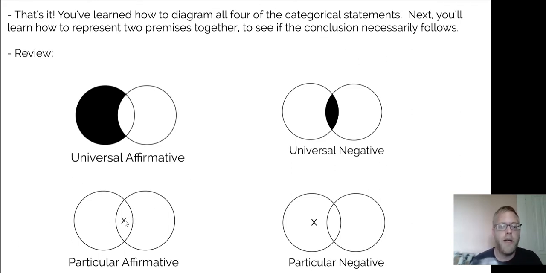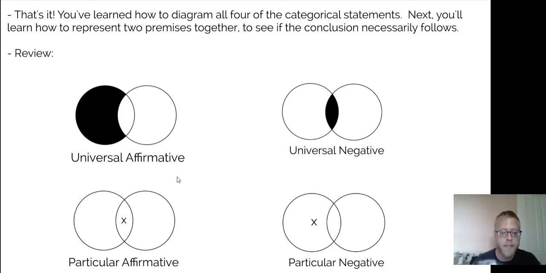A particular affirmative is a statement that goes some S are P, and we interpret some in logic in a kind of weird way. It means at least one. There's at least one member in this group over here, the S group, who's also a member of the P group.